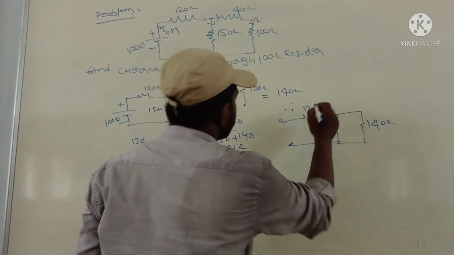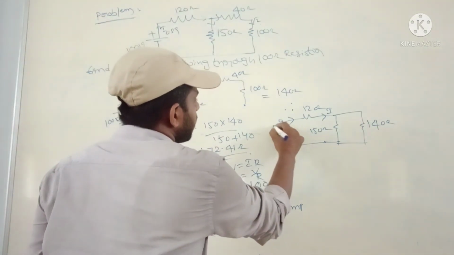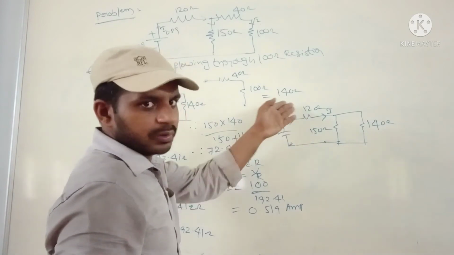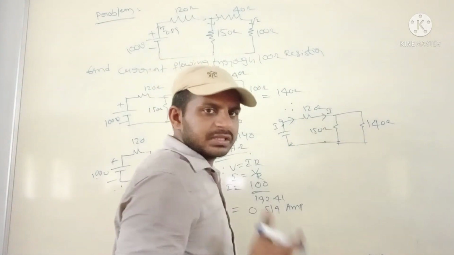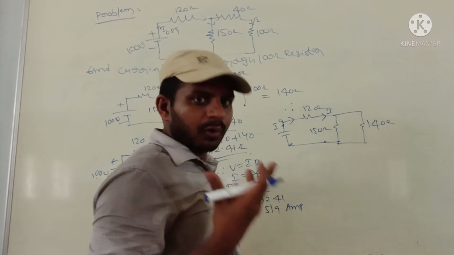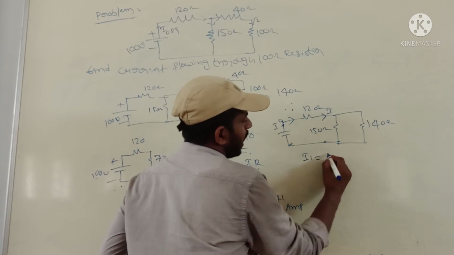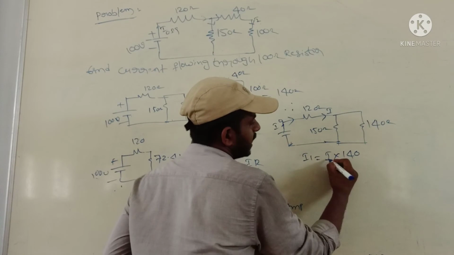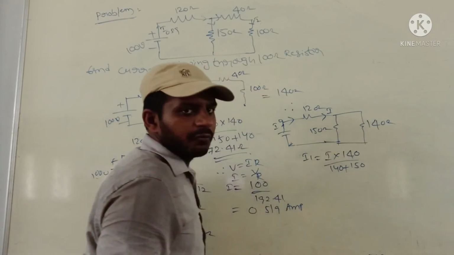Our battery supply is given to the entire circuit, so some current will be flowing, 0.519 amperes, through the entire circuit. From the circuit diagram, we simply calculate the total current through the 100 ohm resistance. That is I1 is equal to I into 140 by 140 plus 150.